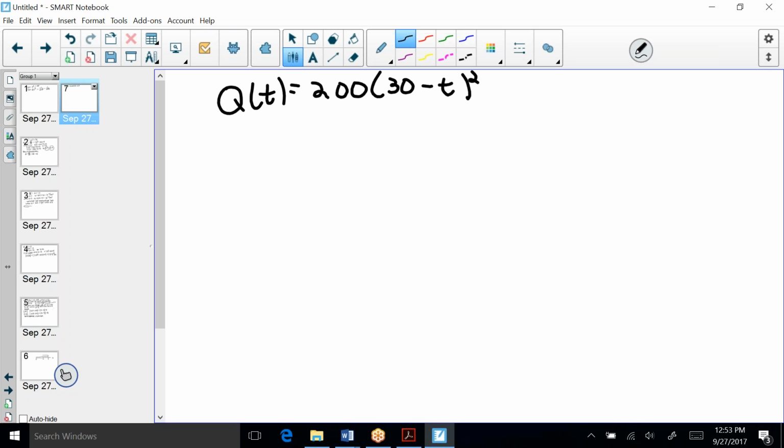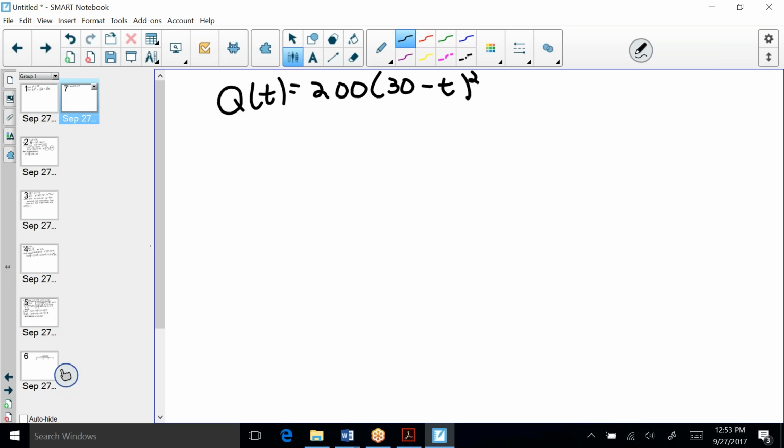So it's asking us to find how fast the water is running. It's not asking us to find the amount of water, because this is the amount of water. If you plug something into this function, you're going to get the amount of water. But we want to find out how fast. That means we want to find out a change, a rate of change.